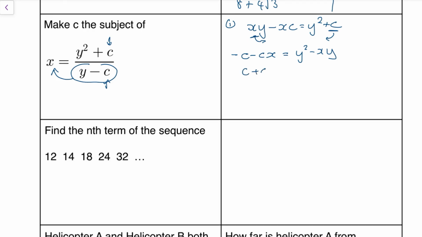So that gives me c plus cx is equal to xy minus y squared. Notice how I did that little switch there. Then if I factorise out the c, the left-hand side becomes c times 1 plus x, which equals xy minus y squared. And then I'm going to divide by the bracket on the left-hand side, and that gives me c is equal to xy minus y squared all over 1 plus x. And that is question done. Nice little question. That, again, is a technique you kind of learn, do it a few times, it will be okay.